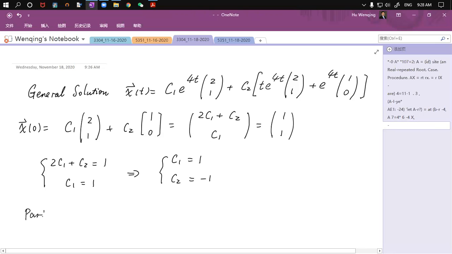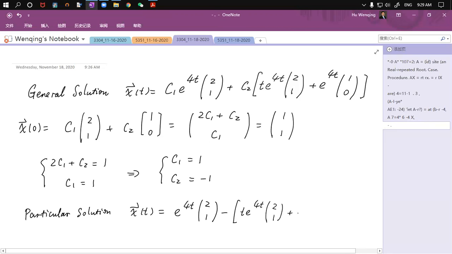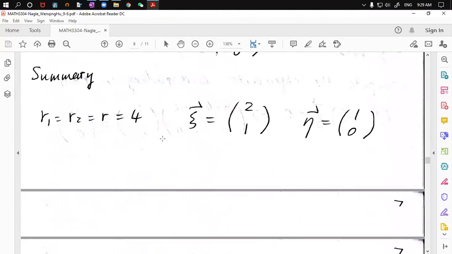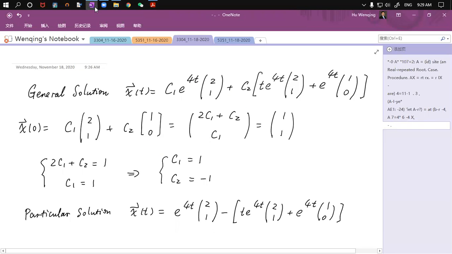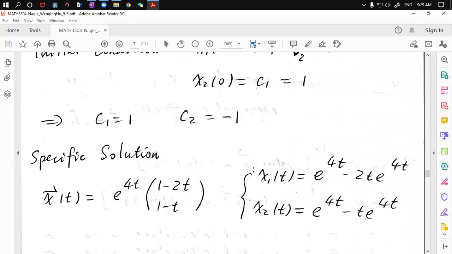So that means you indeed found a particular solution, which is given by x of t equals e to the power of 4t multiplied by 2 and 1, plus, since c2 is minus 1, minus t e to the power of 4t multiplied by 2 and 1, plus e to the power of 4t multiplied by 1, 0. So that's the particular solution to this problem.